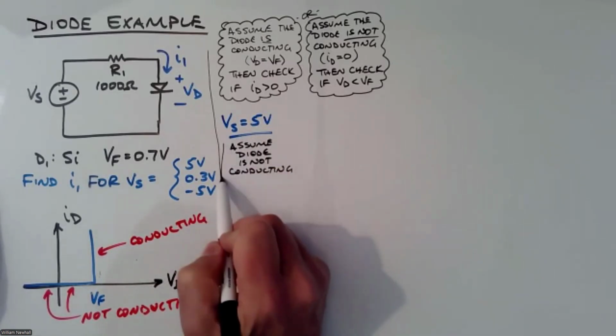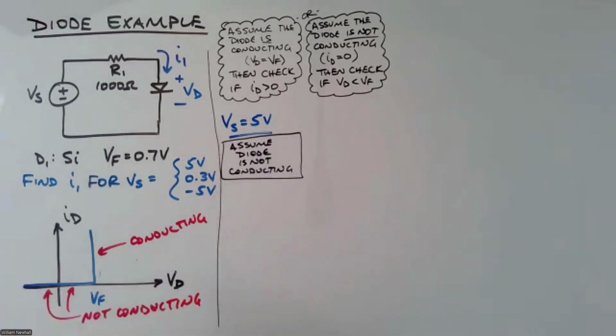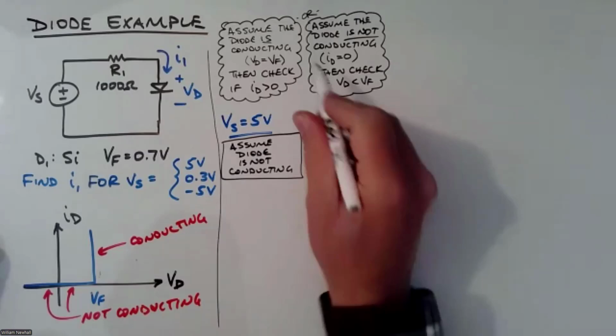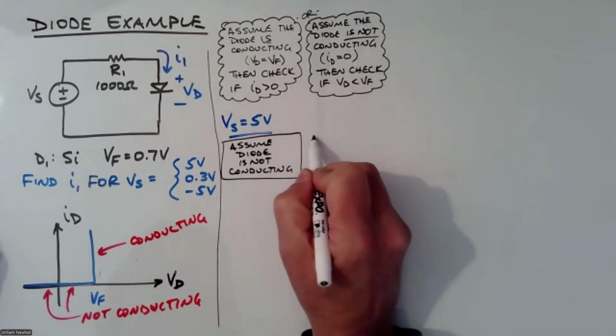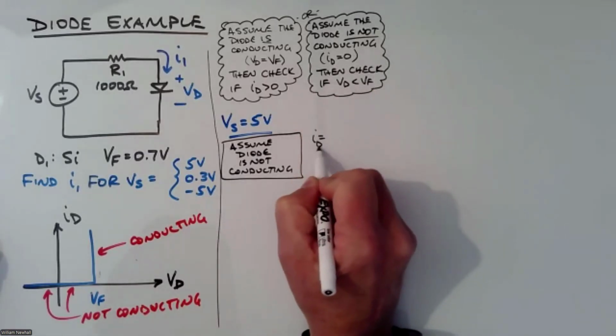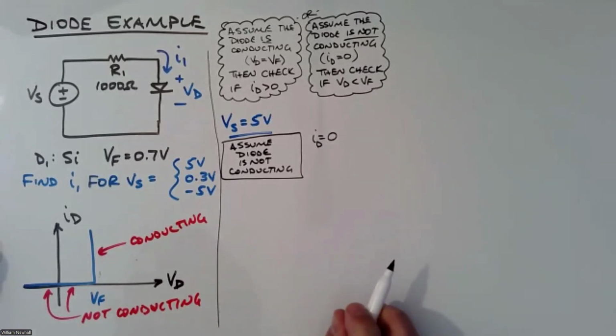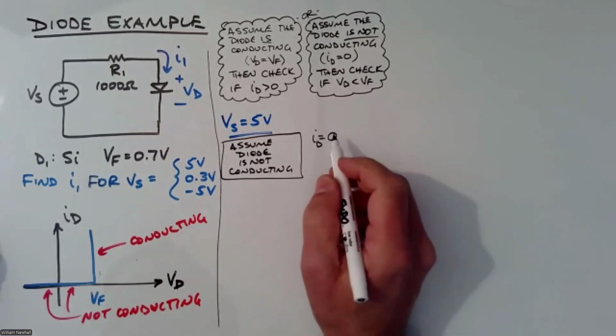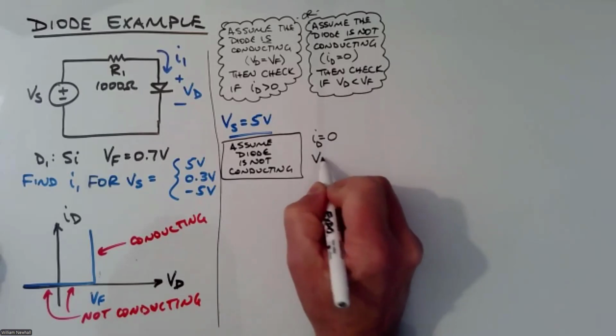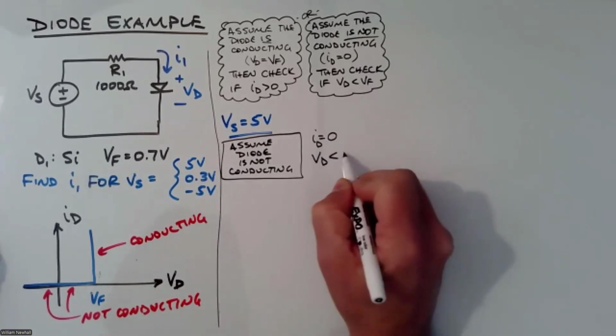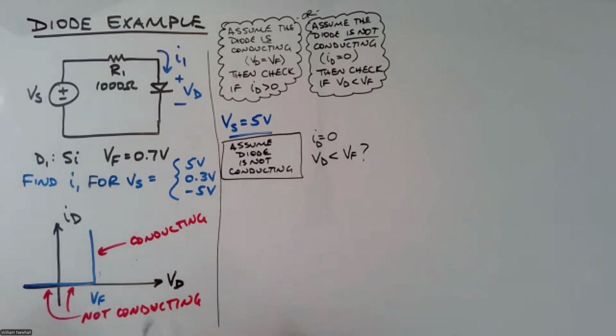Okay, so we're going to make that assumption. The diode is not conducting. Sorry if that's small. I'll try to write bigger here. Okay, so what does that mean? That means the diode is not conducting. That means I'm going to assume I sub D equals 0, and then check: is VD less than VF?